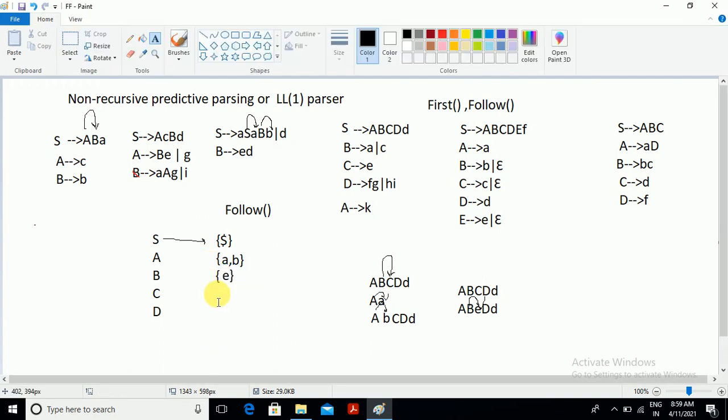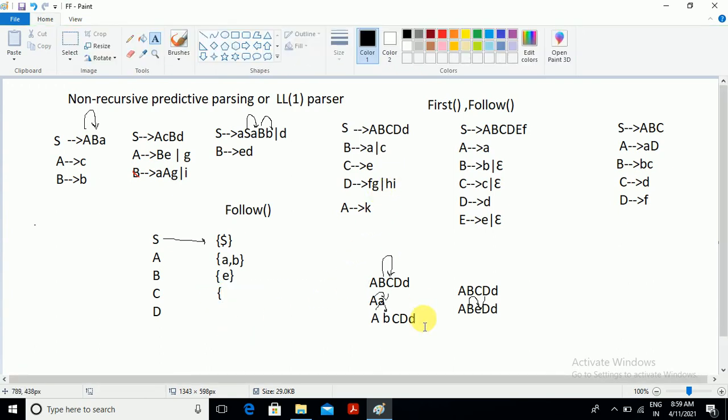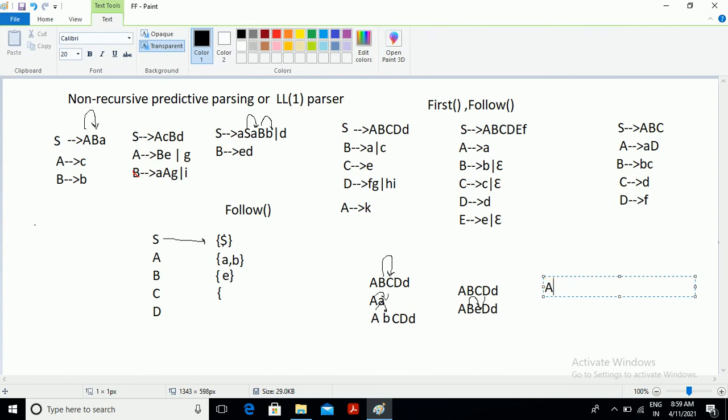Okay, then next the follow of C. How many places is C there? Only in one place. So in this grammar, all non-terminals are in one production. Now we need to find the follow of C. What are the follows of C? Capital D becomes a follow of C, but capital D should not be taken into our answer set. We should replace the productions.